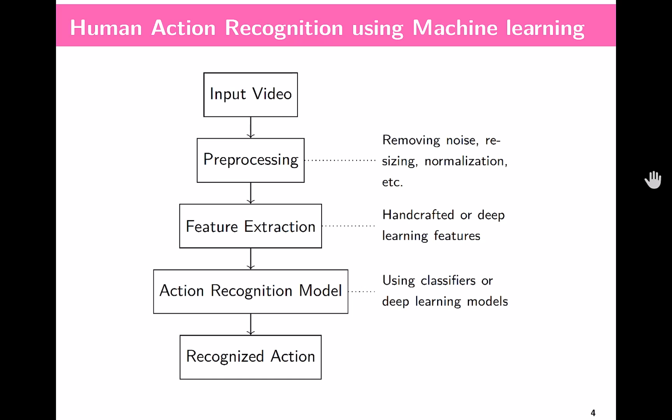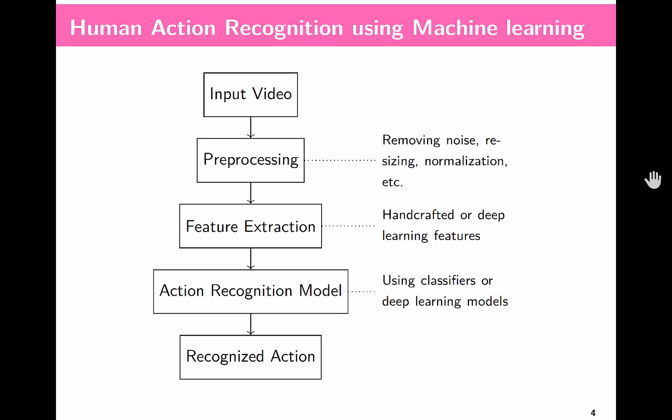Normalization is another example of pre-processing. Then after that, the model will do feature extraction. It could be done by handcrafted features, teaching the model what to look for, maybe the movement of the hand, or by using another model, a deep learning model, to extract the features automatically. This could be done both ways.